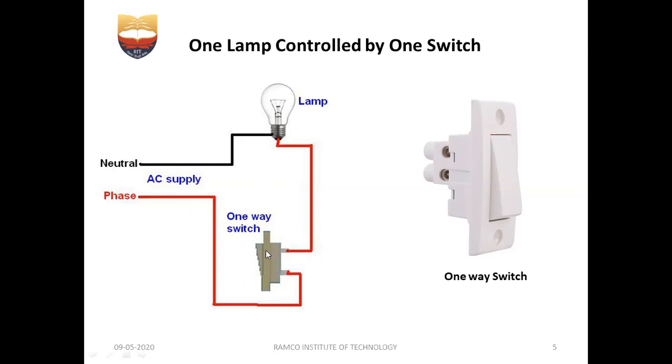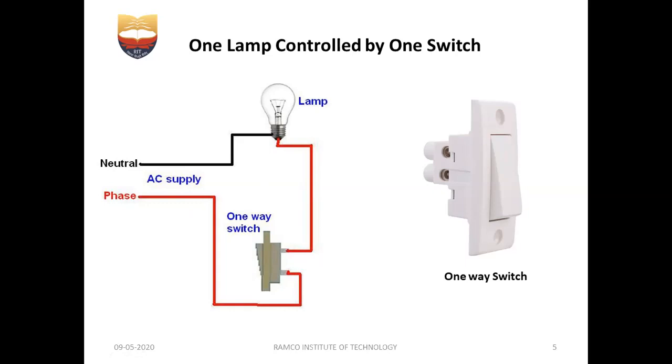Again, when we press the switch, these two terminals are opened, then the phase terminal is disconnected, your lamp is not glowing, right? So this is one lamp controlled by one switch. For all appliances, if you press the switch and your particular load starts working, it means the connection behind it is like this.